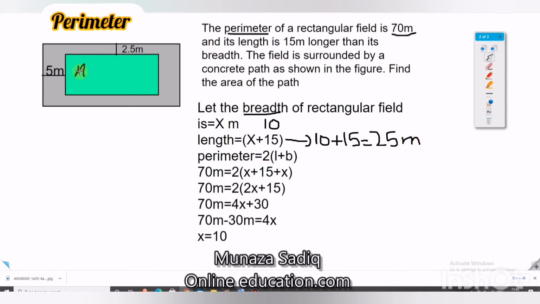And we need to find the area of this rectangular field. Area is equal to length multiplied by breadth, so length is 25 meter and breadth is 10 meter, and the area of this rectangular field is 250 square meter.